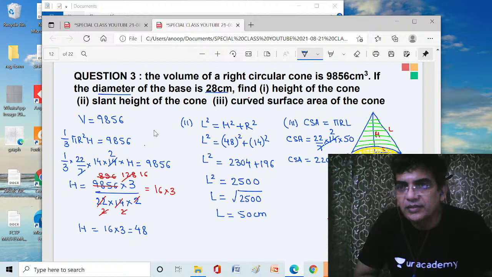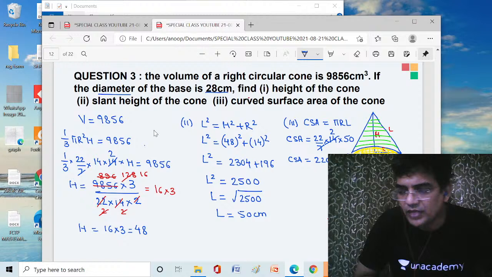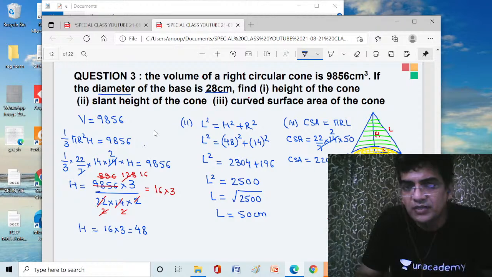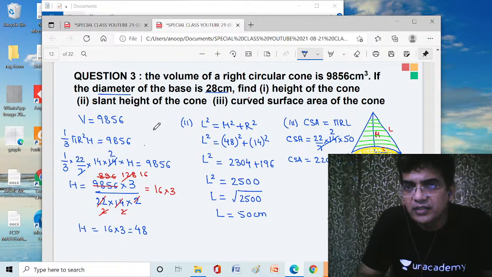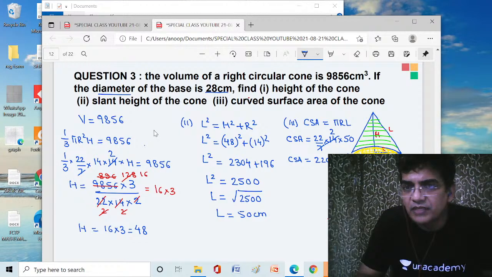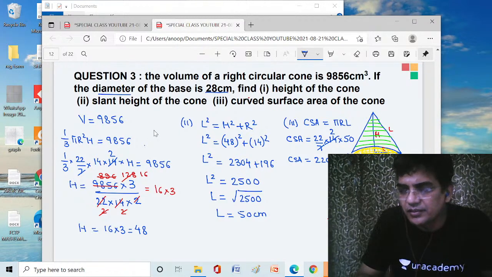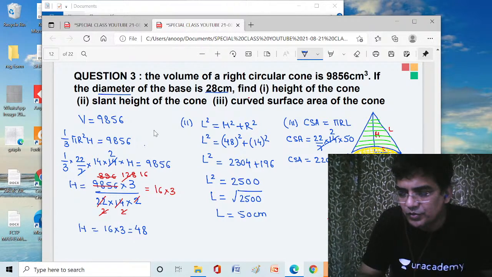So first of all, volume was given. So we applied the formula for volume and we got height. Next they asked for slant height. So to calculate the slant height, we have applied the formula L square is equal to H square plus R square, and we are getting the slant height as 50. Next they have asked us to calculate the curved surface area. So formula is pi RL. Substituting the values, we have got curved surface area as 2200. So this much is correct.